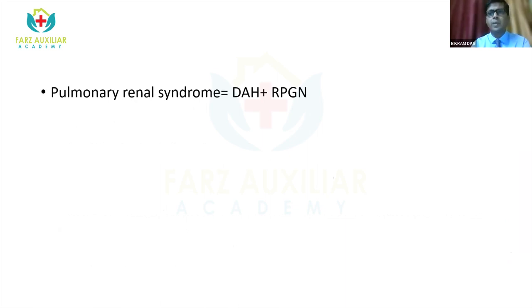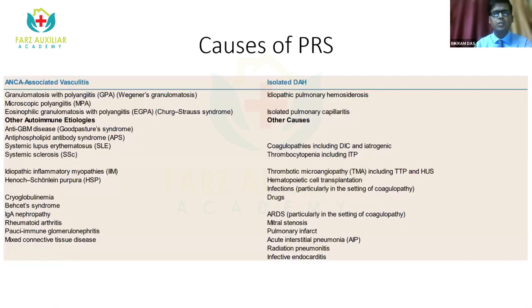What is a pulmonary renal syndrome? This is a combination of two entities. There will be diffuse alveolar hemorrhage, which in this patient presented with hemoptysis, and there will be a rapidly progressive glomerulonephritis. As you can see, there are a lot of causes of pulmonary renal syndrome, right from ANCA-associated vasculitis and also cryoglobulinemia, rheumatoid arthritis, SLE. Everything can cause pulmonary renal syndrome.